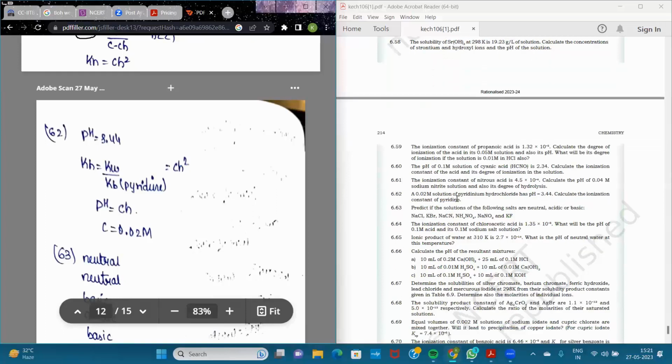A 0.02 molar solution of pyridinium hydrochloride has pH 3.44. Calculate the ionization constant of pyridine. pH is given as 3.44.